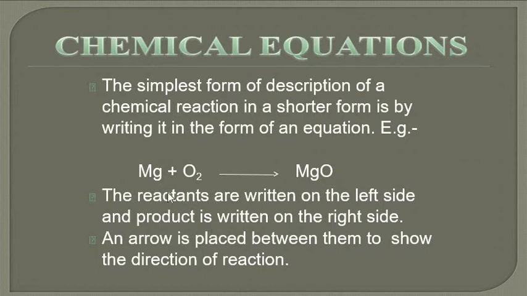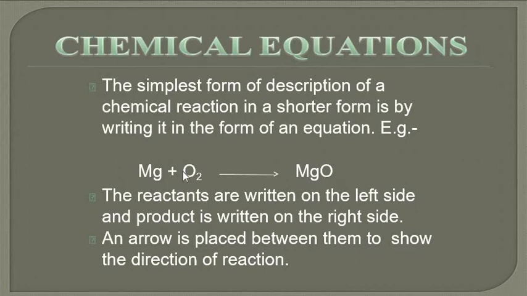equation. For example, if solid magnesium metal or magnesium ribbon is burnt in the presence of oxygen, you will get a white colored compound called magnesium oxide. If you want to represent such a reaction in the form of a chemical equation, you would write Mg plus O2 gives MgO. The reactants are written on the left hand side of the equation, and on the right hand side we write the product.